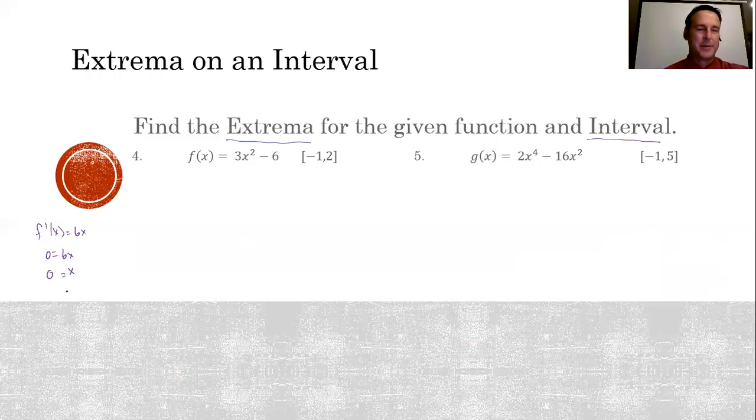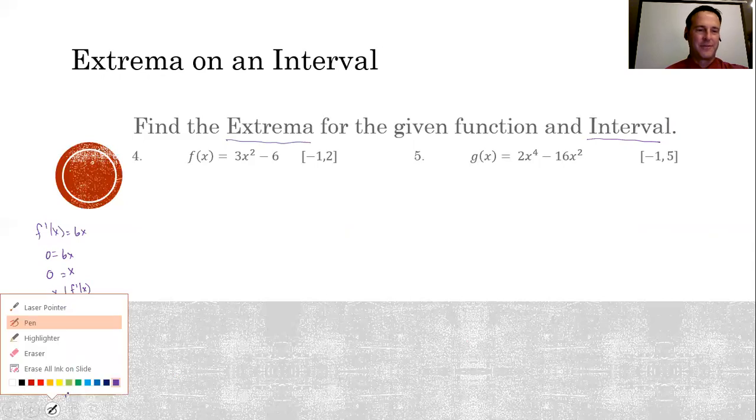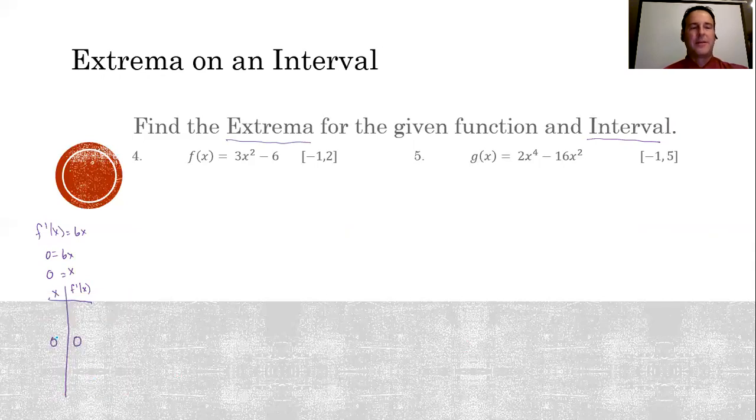Now here's what I'm going to do. Draw a little tree chart. I'm going to put x here. I'm going to put f prime of x in the output column. So not f of x, f prime of x. I'll put 0 somewhere in the middle. And then what I know is when I plug in 0 for this x, I'm going to get an f prime that is also 0. And then I'm going to pick some things around it. Something a little bit lower than 0 is -1. Something a little bit higher than 0 is 1.